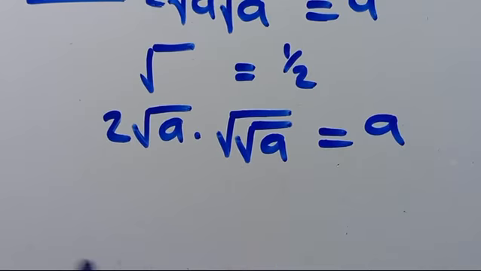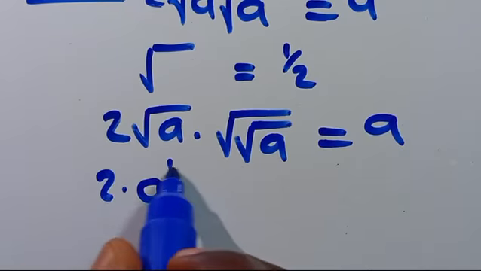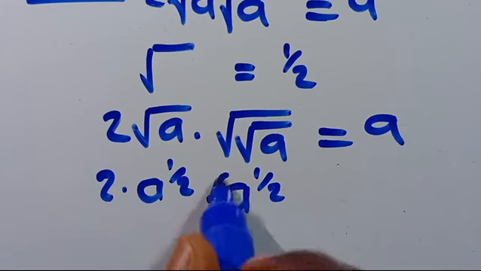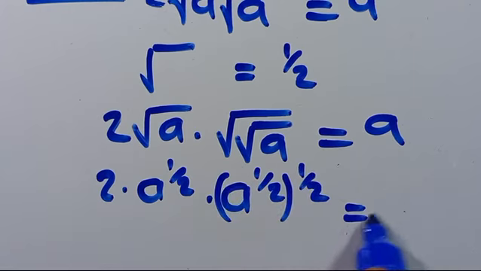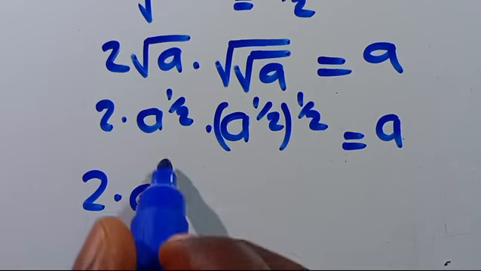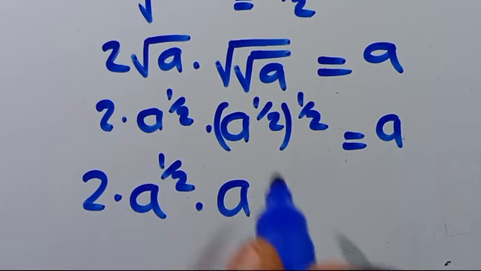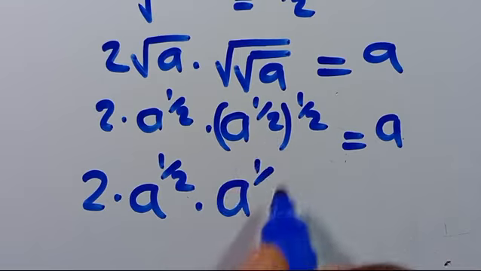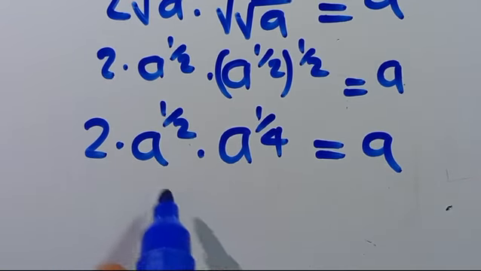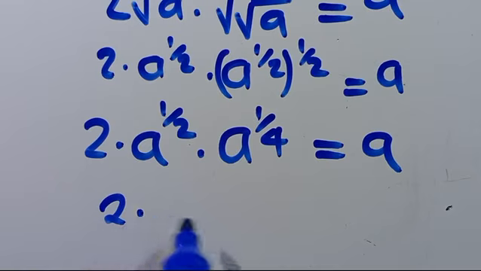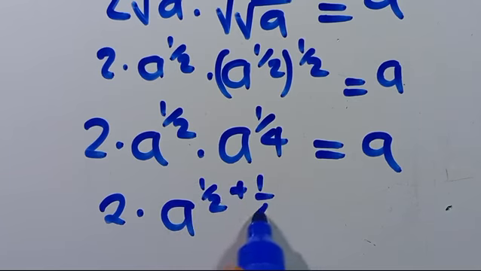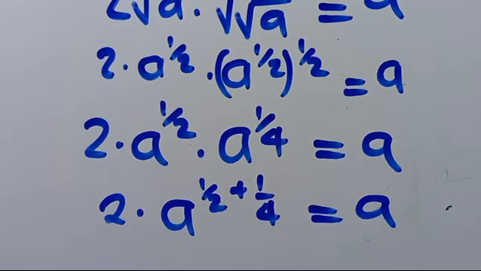Then we have them in the power as 2 multiplied by a to the power of 1 over 2, multiplied by a to the power of 1 over 2, in parentheses again to the power of 1 over 2, equals a. Now from here we have 2 multiplied by a to the power of 1 over 2 times a to the power of 1 times 1 is 1, 2 times 2 is 4, equals a. Now we can have it as 2 multiplied by a to the power of 1 over 2 plus 1 over 4 equals a.